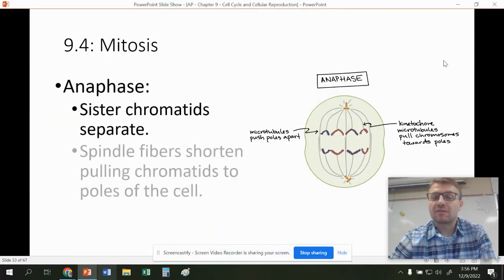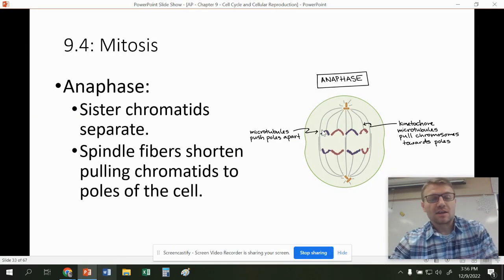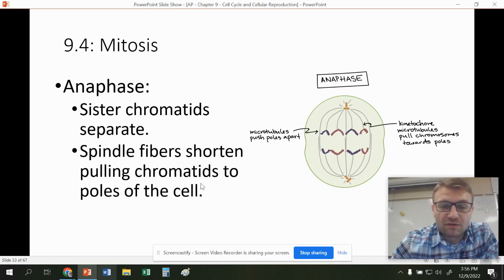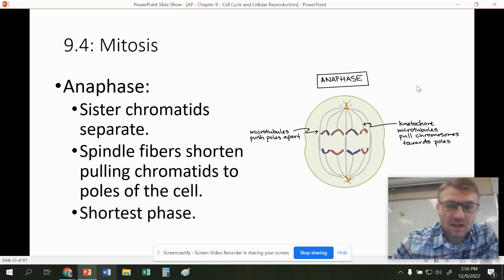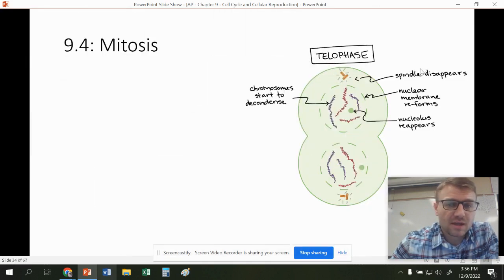This occurs during anaphase. So anaphase, like I said, the chromatids split apart. The spindle fibers are actually going to shorten to do this, and the chromosomes will again be located at the opposite ends of the cell. This is also the shortest phase.